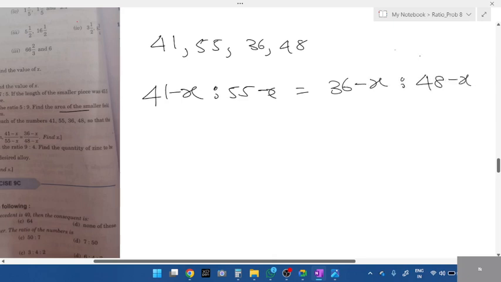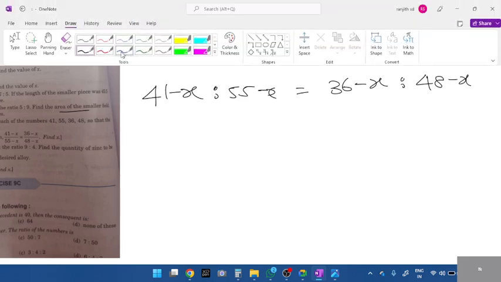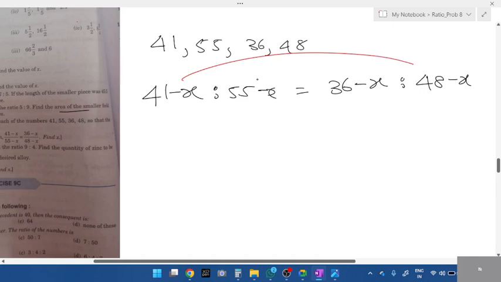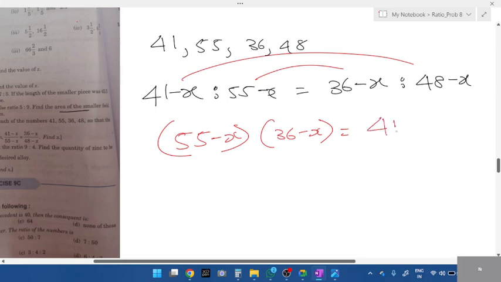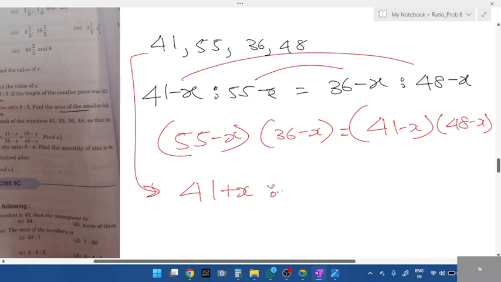48 minus x. Yeah, don't look at the solution in textbook. Do it like this. Next, product of mean is equal to product of extreme. 55 minus x into 36 minus x. All of you remember bracket rule? We will complete this question later. Open the bracket. If they ask us what number should be added, will you put minus or plus, students? It should be plus. Remember this. They might ask you in the exam.